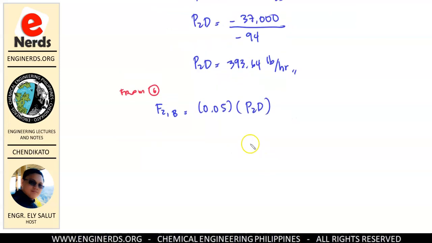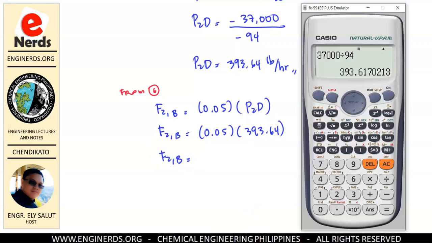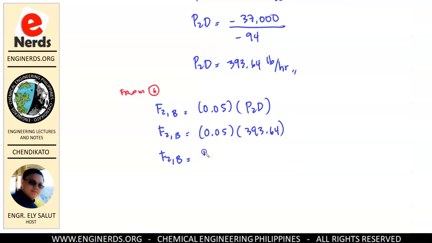And alam na natin yung value ng P2D, so we can substitute that. So F2B is equal to 0.05 times P2D, which is 393.64. So our F2B is equal to, let us use our calculator. So multiply this by 0.05. We have 19.68 pounds per hour. Okay? So nakuha na natin yung isang required value natin.